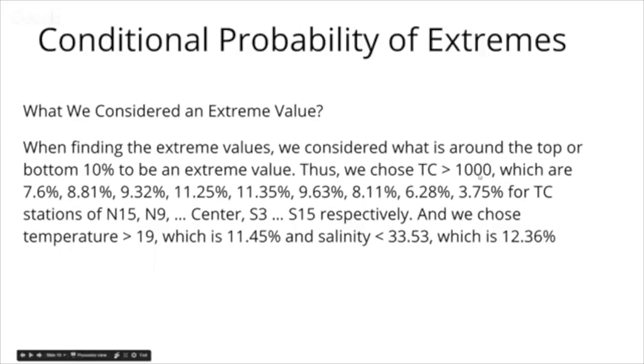Thus, we chose the TC data for greater than 1,000 are 7.6, 8.81, and all the way to 3.75% for TC stations N15, N9, N6, 3, center 3, and all the way to S15, respectively. And we chose temperature greater than 19, which is 11.545% of the temperature data, and salinity less than 33.53, which is 12.36% of the data. We can see that all those data are around the 10% range.